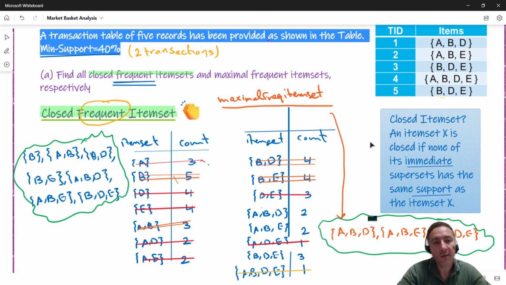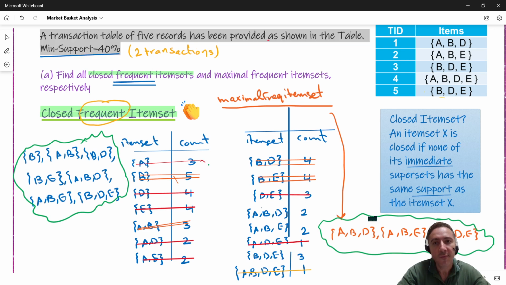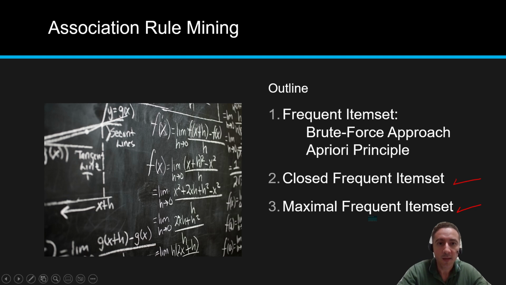Okay, so by that we conclude our example for this session. We already saw how we can find frequent item sets using the brute force approach and the Apriori principle. Then we looked into closed frequent item sets and maximal frequent item sets.